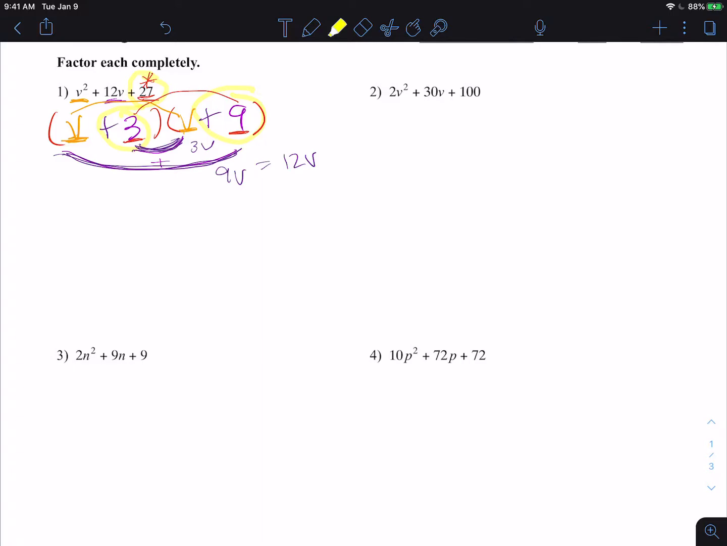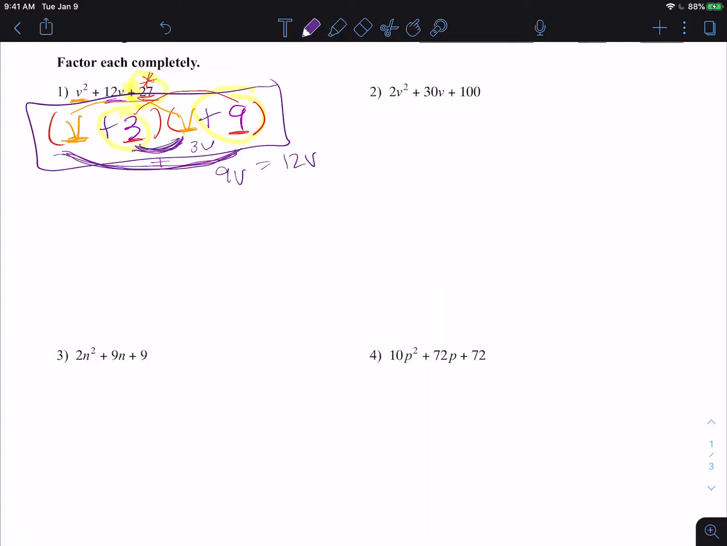Remember, there are a couple of rules to keep in mind when you're looking at this. A positive number times a positive number is positive. So since this is positive, I know both of these will be positive, or you could have both of them be negative. And if this is negative, then one of them would have to be positive and one of them would have to be negative. Okay? So I'm going to factor it out, and that's our answer. This is our factored form.